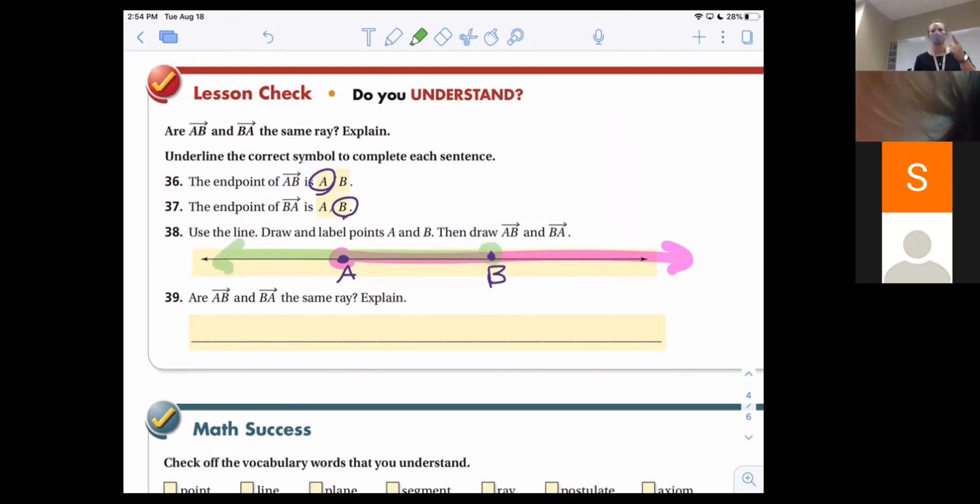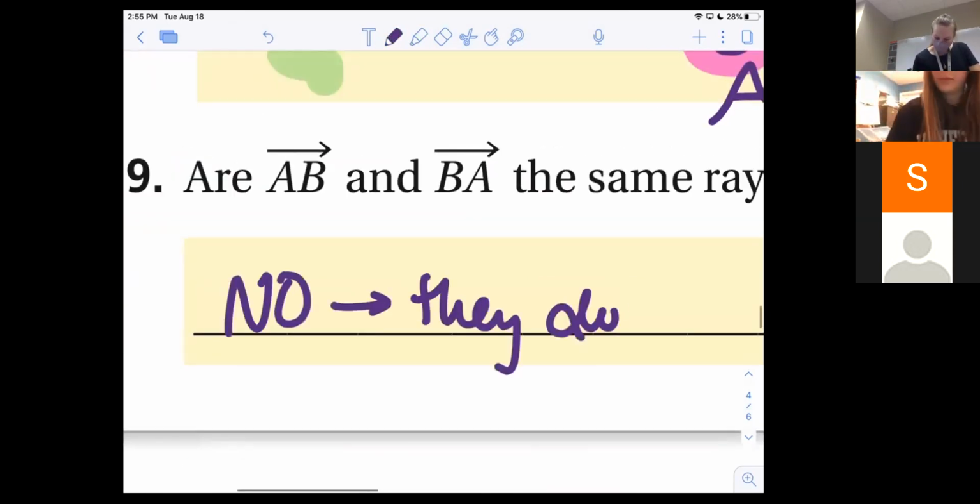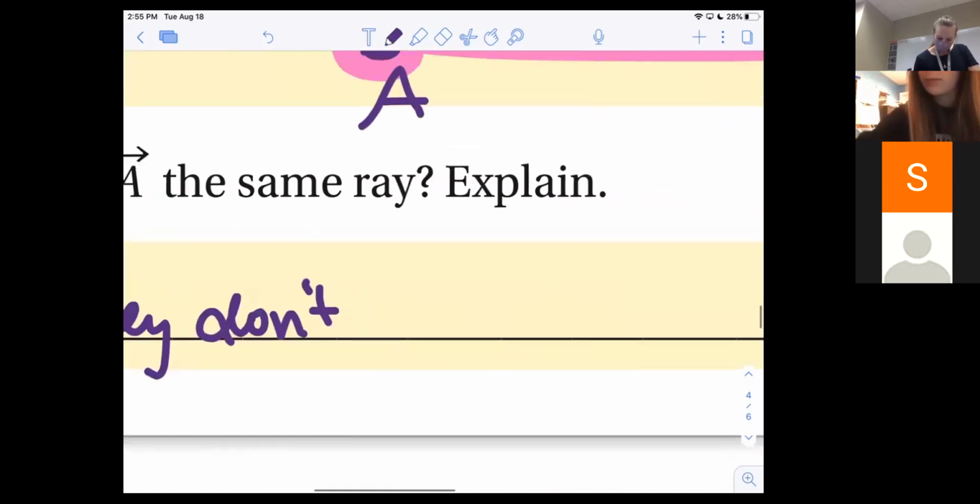What's one thing that makes them not the same? They don't have the same endpoint. Good, Kamara. They don't have the same endpoint. Anything else that makes them not the same? They go in opposite directions. If they're the same ray, they should go in the same direction. So I'm going to write something along those lines. I'm going to say no, they don't share an endpoint.